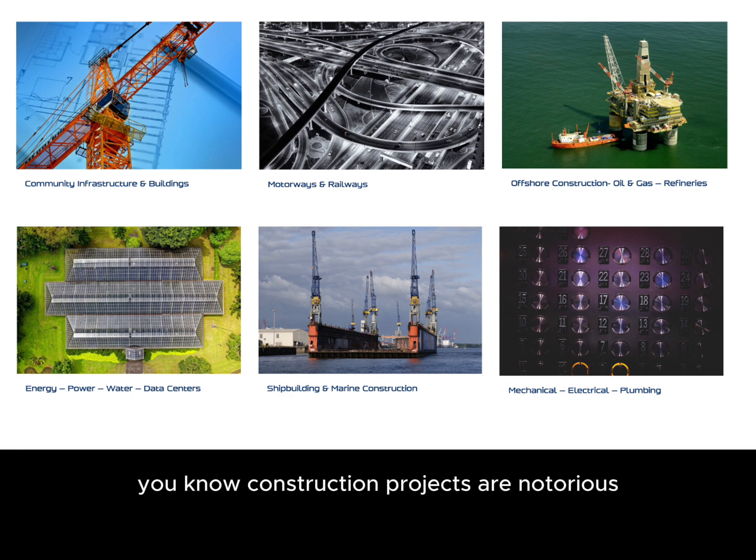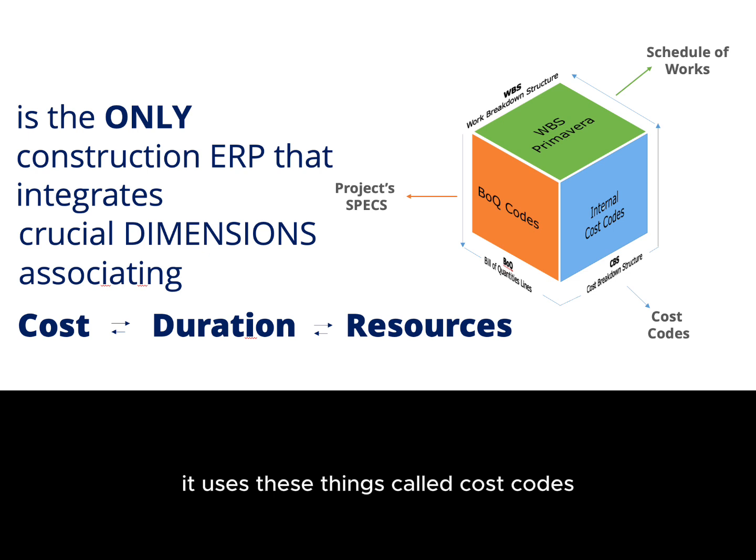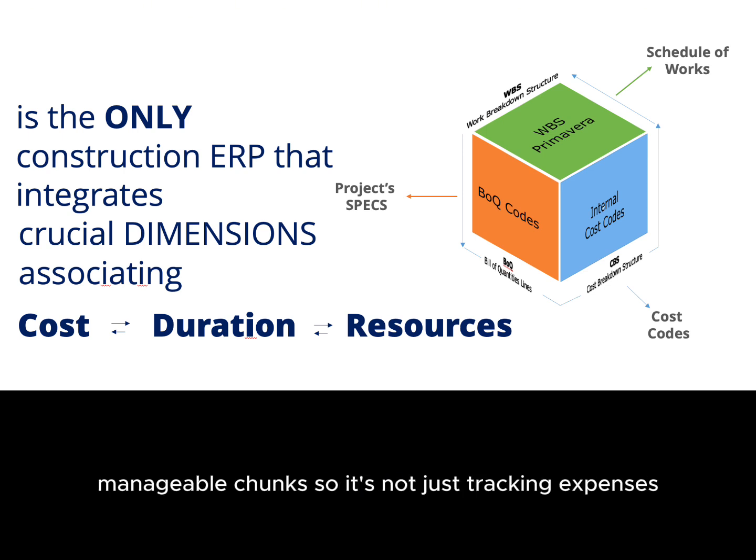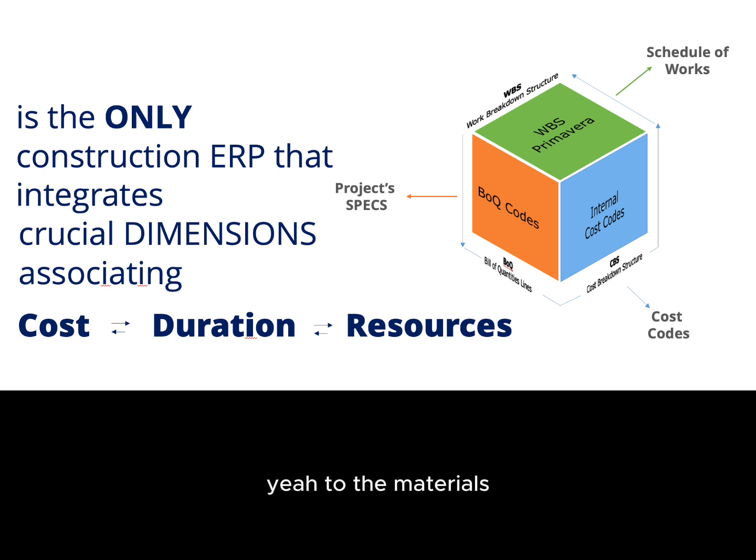Construction projects are notorious for going over budget. But here's the thing: ProjectVIEW connects everything. It uses these things called cost codes, and it links those to your bills of quantities, those detailed lists of materials. And it also ties into the work breakdown structures, which break the project down into smaller, manageable chunks. So it's not just tracking expenses, it's about connecting them to the materials and tasks.